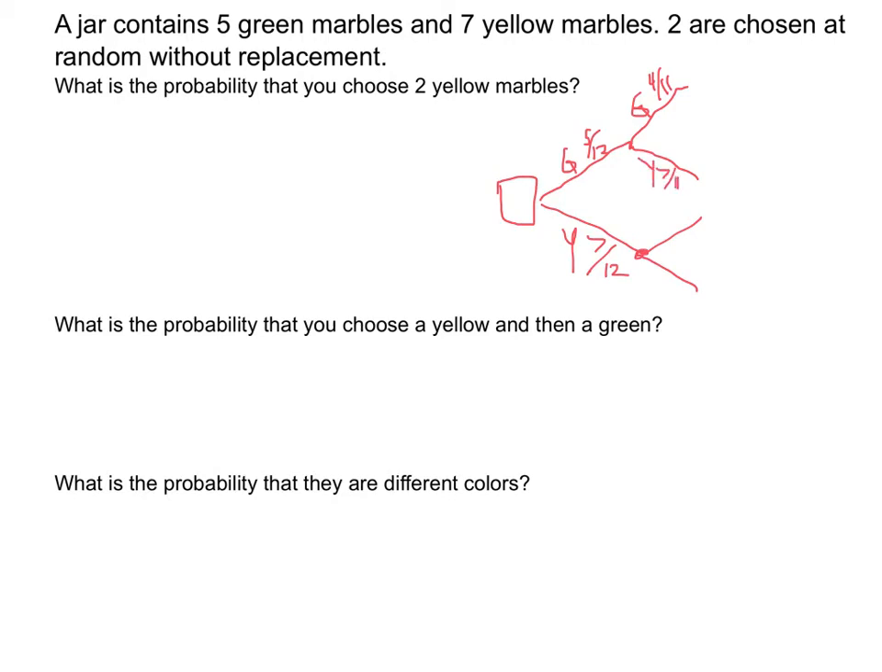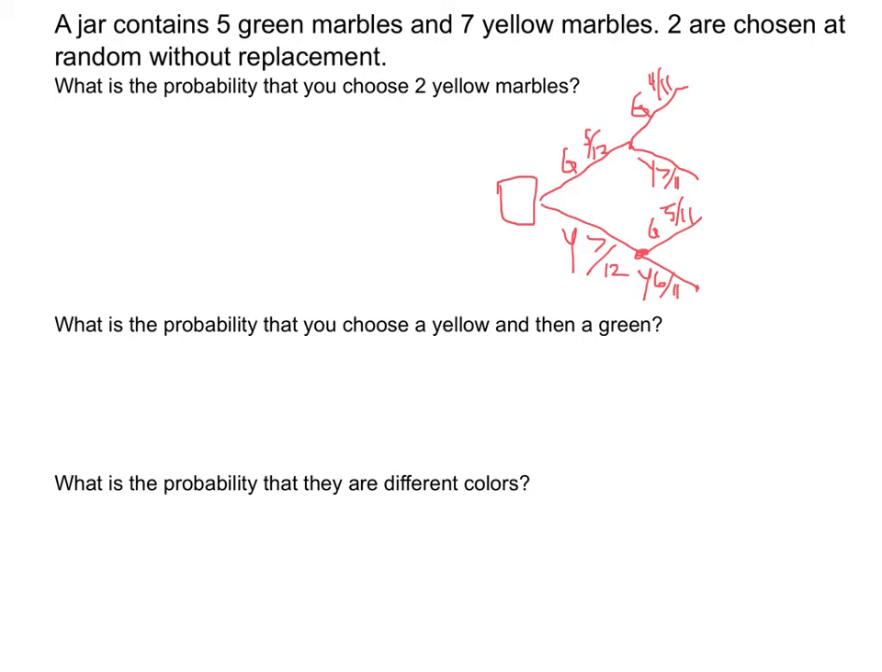And if we pick a yellow marble first, the probability that the second one is going to be green is 5 out of 11. And the probability that it's going to be yellow is 6 out of 11. So these are our different probabilities. This is what our tree looks like.